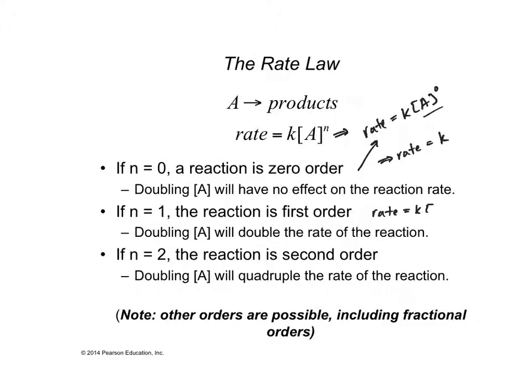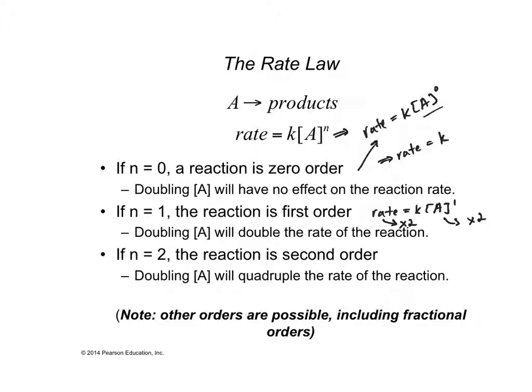All right, so what happens to the rate law if n is equal to 1? We can substitute that in, A to the first power. Now, is there a proportionality between the rate of the reaction and the concentration of A? Yes. What happens to the rate of the reaction if I double the concentration of A? The overall rate of the reaction should also double, because these are directly proportional to one another.